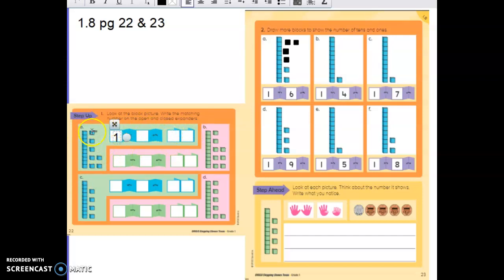And how many 1s? Let's count. 1, 2, 3, 4, 5, 6, 7. I have 7 1s. So I have 1 10 and 7 1s, which if I were to put all of that together would equal 17. So we represented the number 17. You're going to do the rest of those like that.